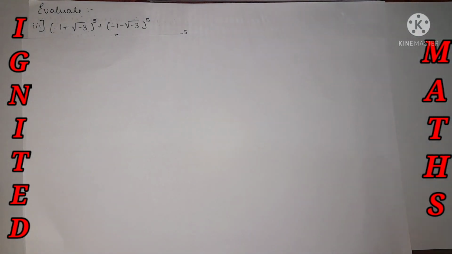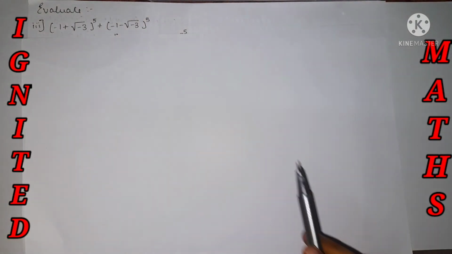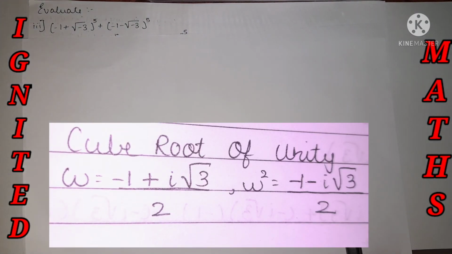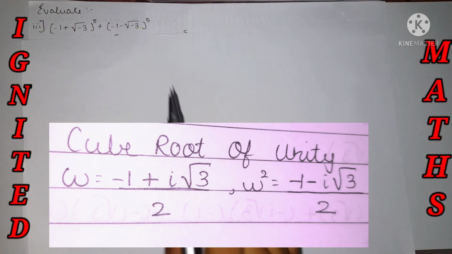Now again, if you see the question, one of the most important terms occurs. It's nothing but the cube root of unity, in which we have the values of omega and omega square, where omega is equal to (-1 minus i root 3) divided by 2, and omega square is (-1 plus i root 3) divided by 2. The only difference is that the division by 2 is missing in both the terms.